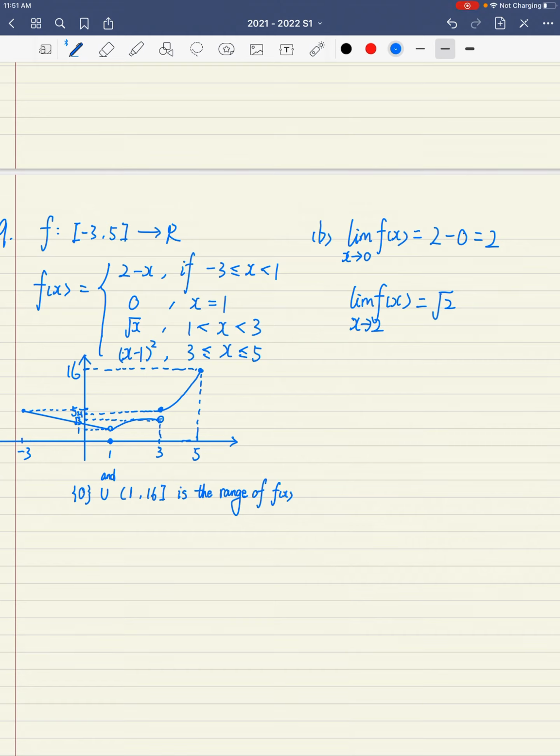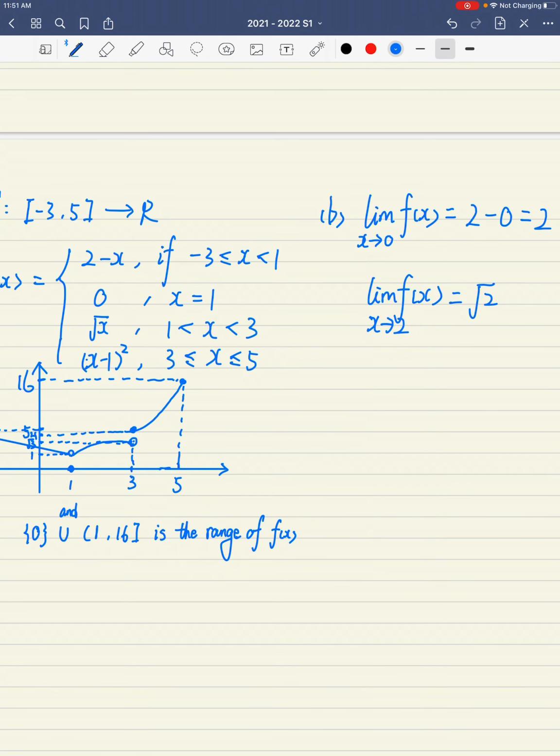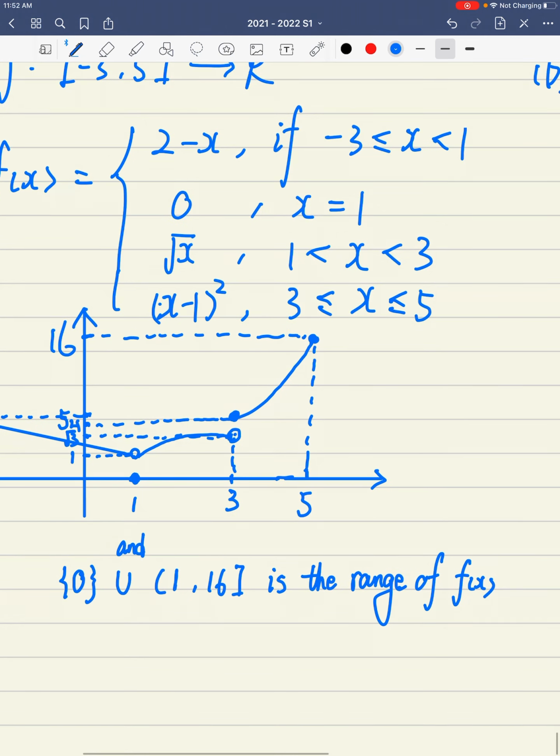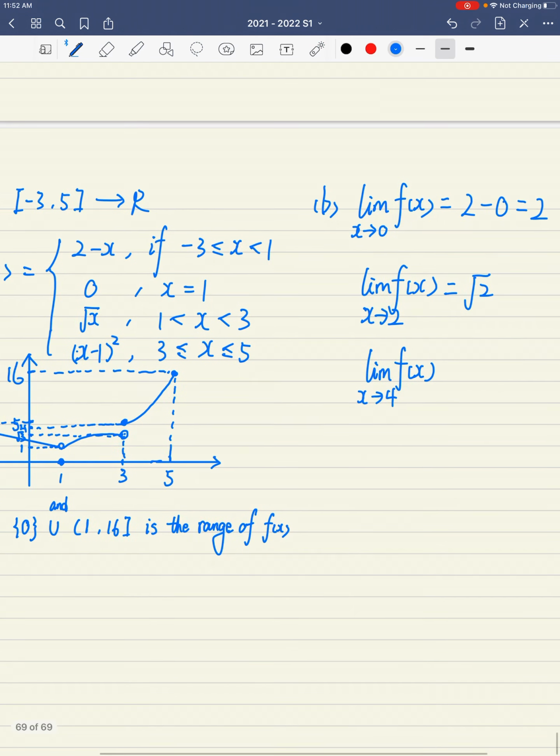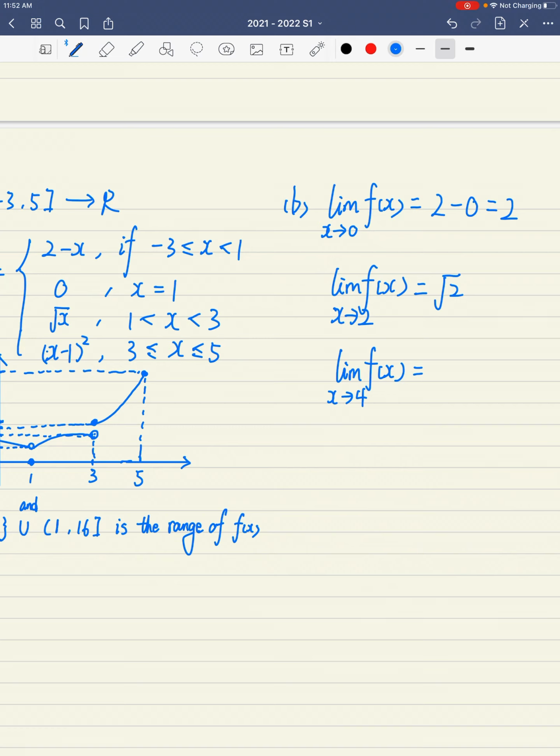So far, all just simple substitution, right? Third part, also simple substitution. When x is approaching 4, you can see from the graph that the function from both sides is approaching this point. So you can just do the substitution. It's 4 minus 1 squared, which is 9.